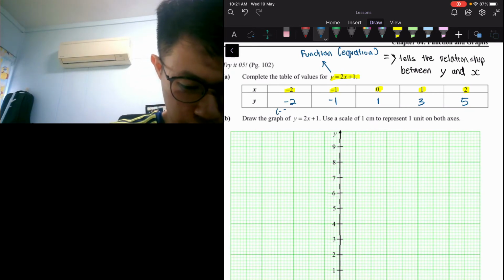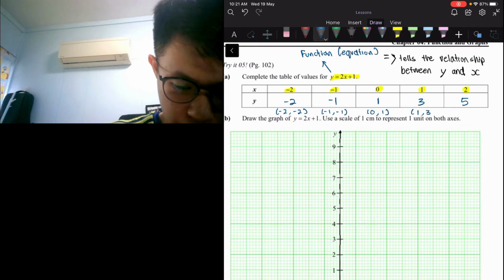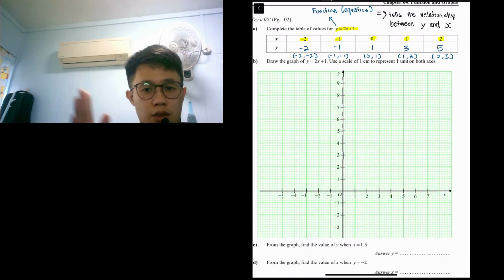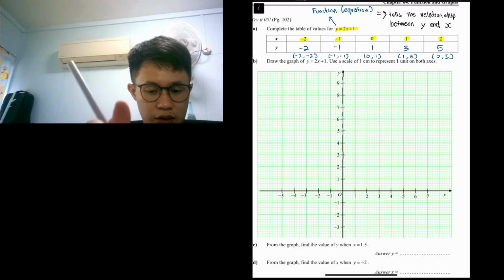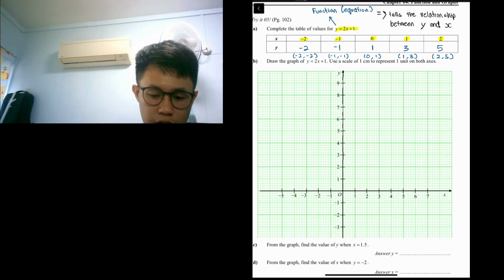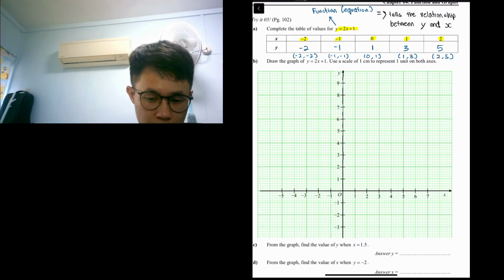All these can be written as coordinates. So here will be -2, -2. Here will be -1, -1. Here will be 0, 1. Here will be 1, 3. And here will be 2, 5. Remember we always put coordinates in x and y order. So x, y. With these we have 5 sets of values. We're going to go there and plot them.